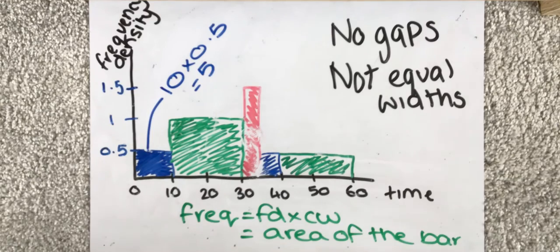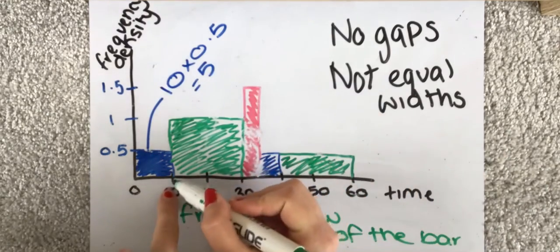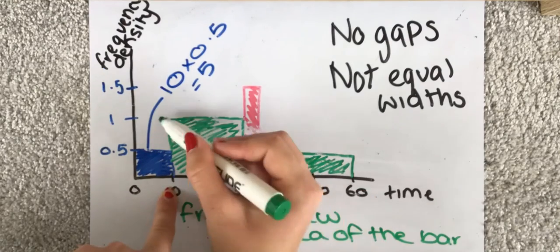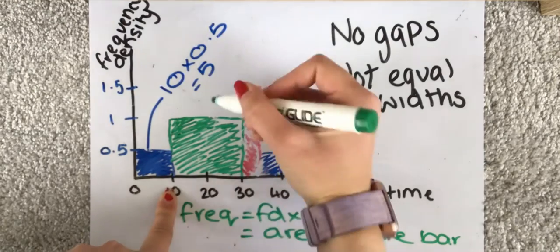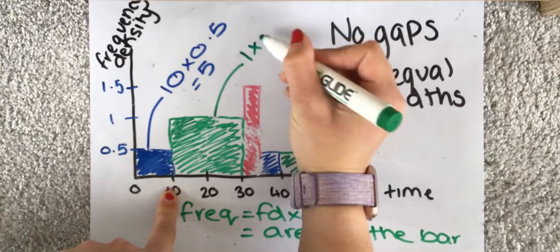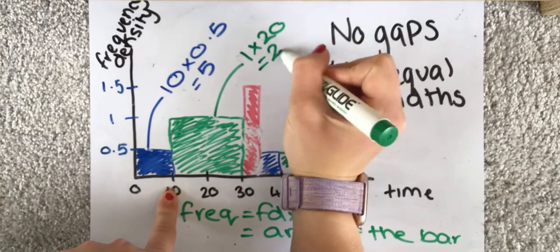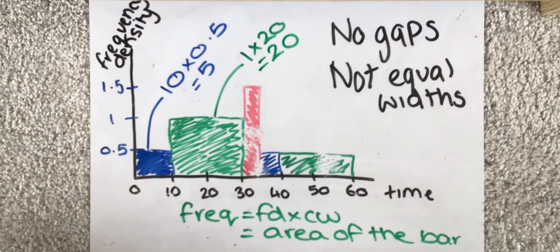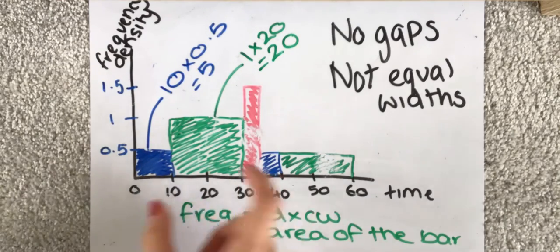If I have a look at the one next to it, again, we've got a frequency density of 1, a class width of 20. So I'm just going to do 1 times 20, which is 20. Okay, and that gives me my different frequencies, and that is one way you can do it.